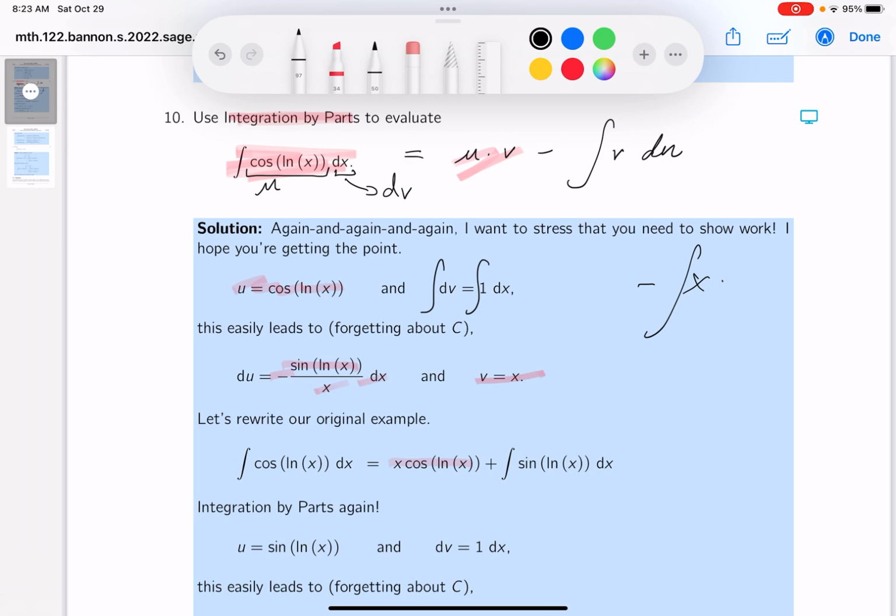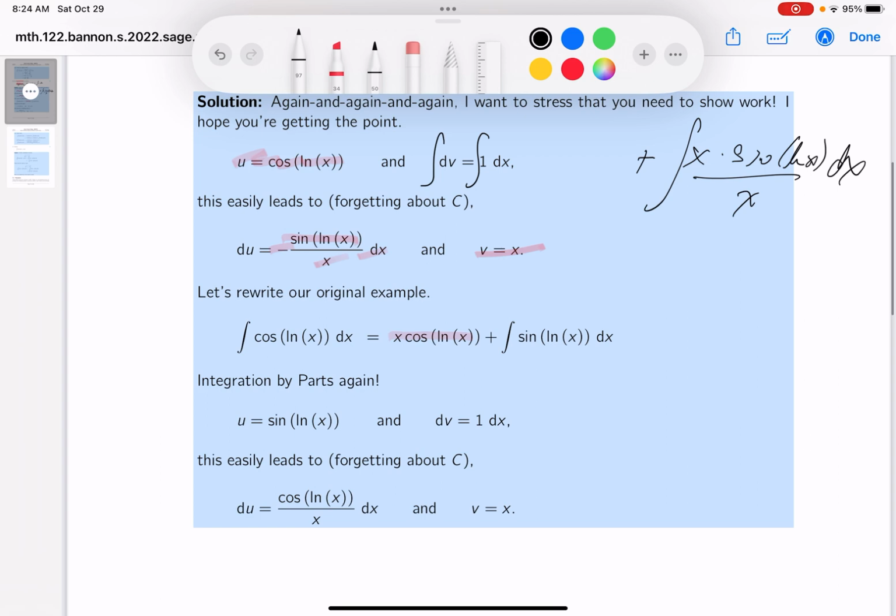And then what do you get? Let's see, you're going to put down the du now, right? Well, that's going to be plus sine ln x over x dx. Well, what's nice about that? The x disappears, all right? So, at least conditionally so. So this is where we're getting this over here, all right?